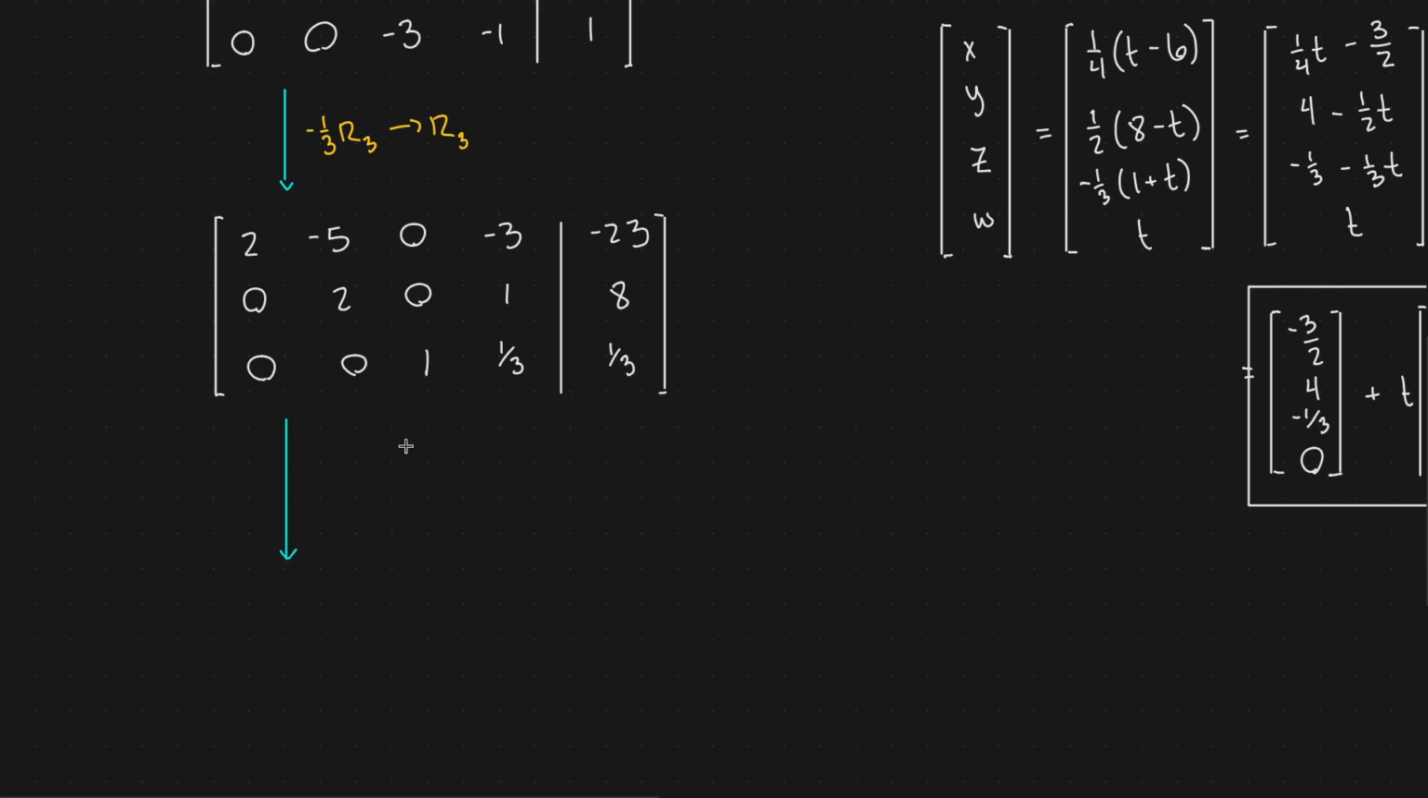Okay, all right. This leading term is now a 1. It's got zeros above it. I'm ready to go to the next column over to the next leading term. The next leading term would be this one. I need zeros above that.